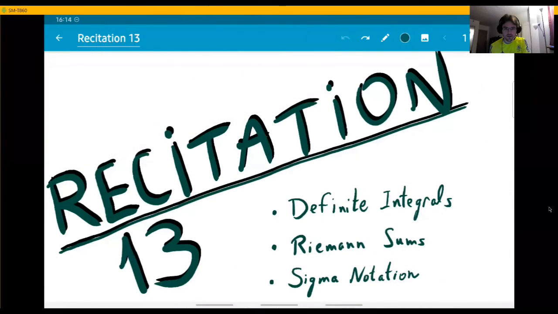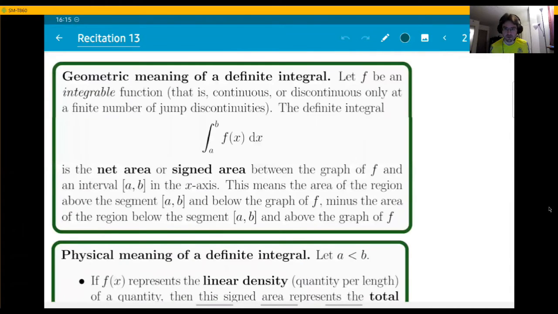Hi, this is Recitation 13. The topic that we are discussing today is definite integrals, but with a focus on Riemann sums. And sigma notation will come in at the end; it's just a more practical notation for calculating Riemann sums.